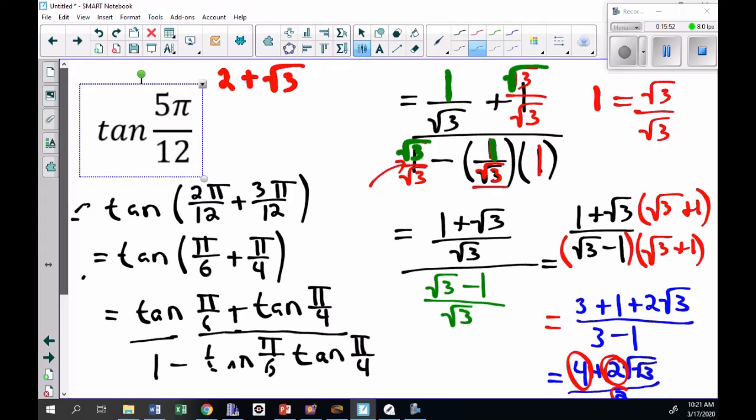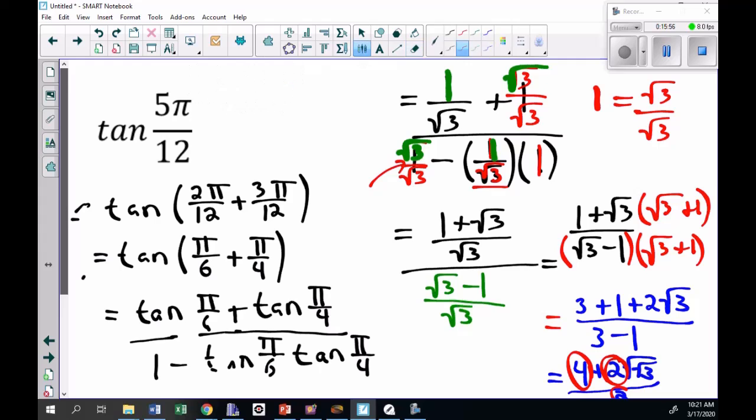I'll write that again in the smaller writing. So just one more time, it becomes 2 plus square root 3. So actually, not a bad little number. Quite a bit of work, though, because of the rationalizing.